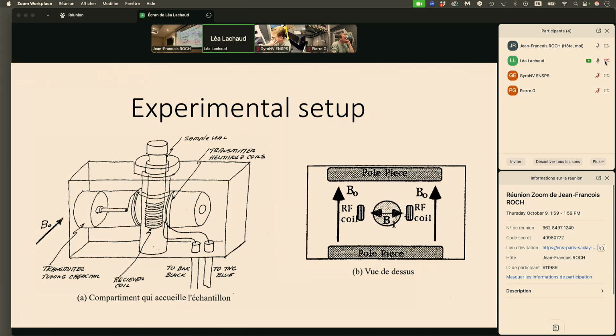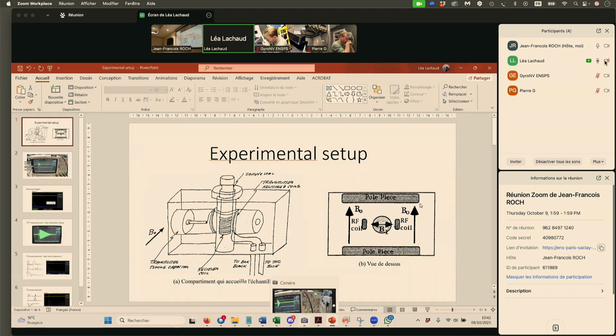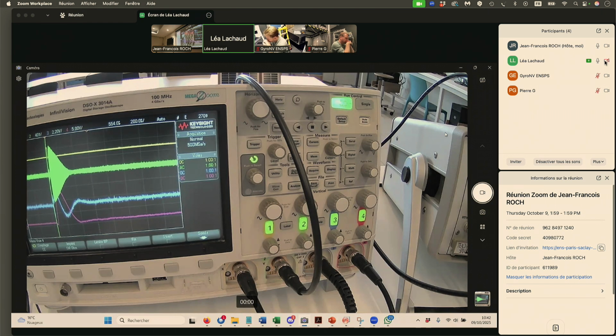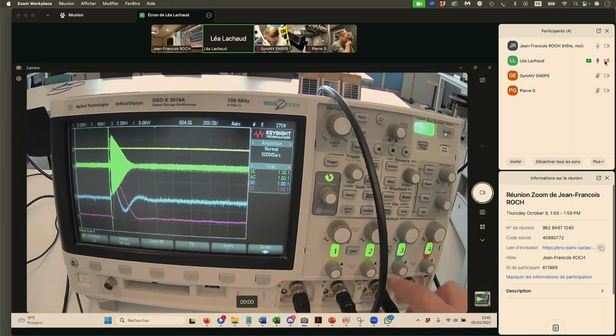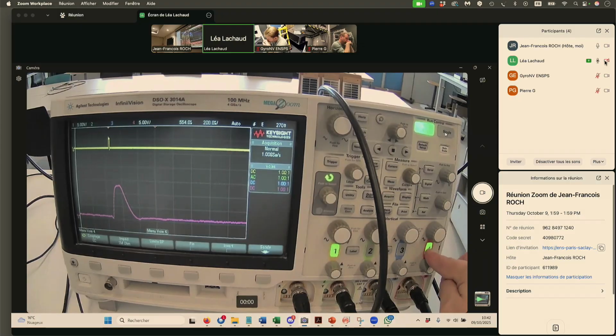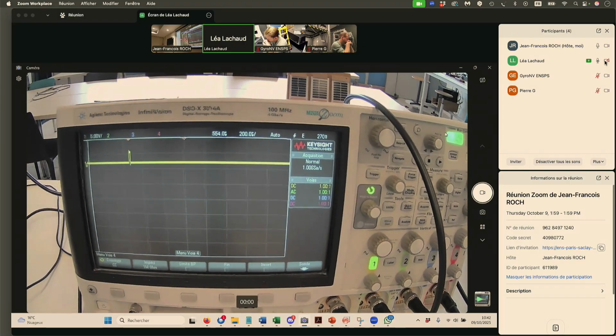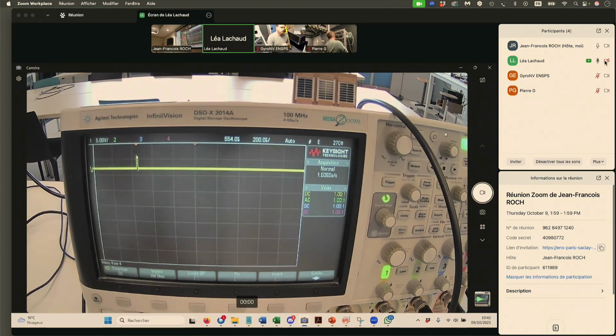So yes, the signal we have here, I can show you again the camera here. So first, I hide the other signals. Can you see the screen well? Or is the definition enough? Okay, good. Thank you.